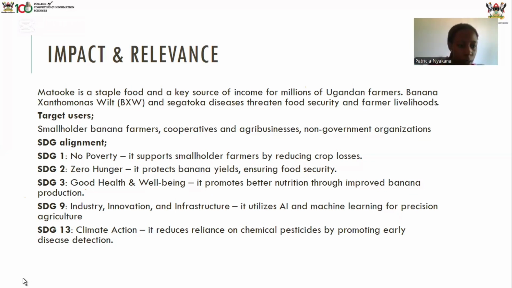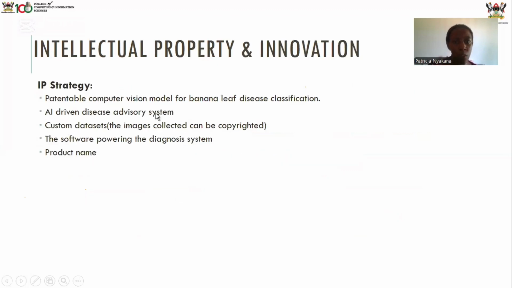So moving on, some of the intellectual properties that we identified for our project include the computer vision model, which is used for the banana leaf disease classification. Then we also have the AI disease advisory system, custom data sets, and the images we collect can be copyrighted if we are to collect any banana leaf images for classification. Then the software powering the diagnosis system is also one of the intellectual properties, as well as the product name, Banana Care.